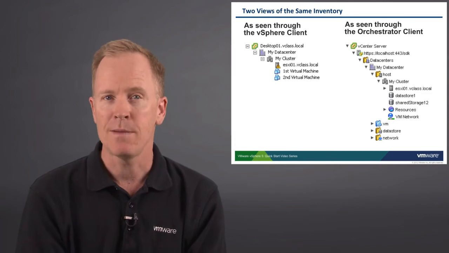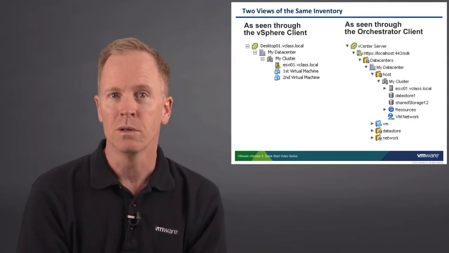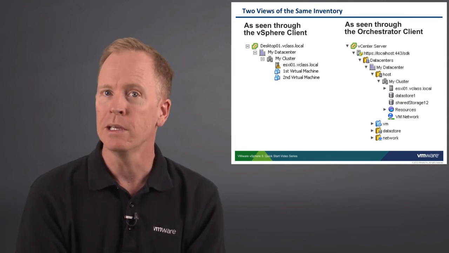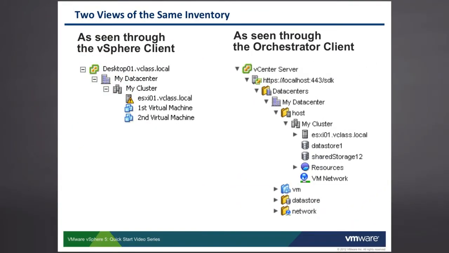That same vCenter inventory is visible through the Orchestrator Inventory. If you go into the Orchestrator client and go into that Orchestrator Inventory view and start expanding the vCenter plugin, you'll see the same objects. But you'll notice if you compare the left side of the screen and the right side of the screen here that there's much more information in the Orchestrator Inventory.